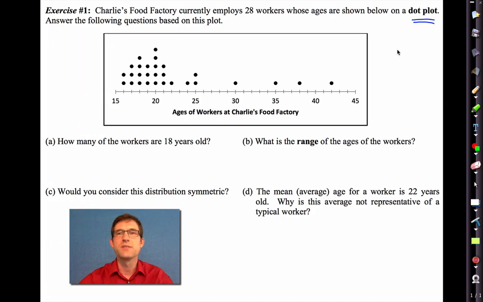You've probably seen these before in middle school classes, maybe even as early as elementary school. Here we've got Charlie's Food Factory, and they currently employ 28 workers whose ages are shown below on a dot plot. Answer the following questions based on this plot. I bet you can certainly do letter A, so you can pause the video to try to answer that question.